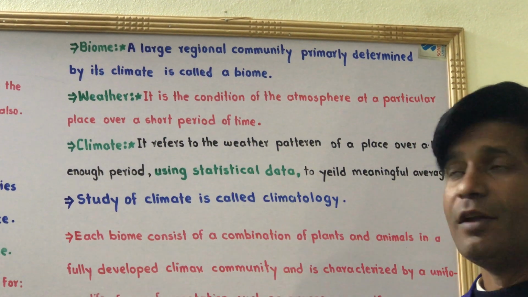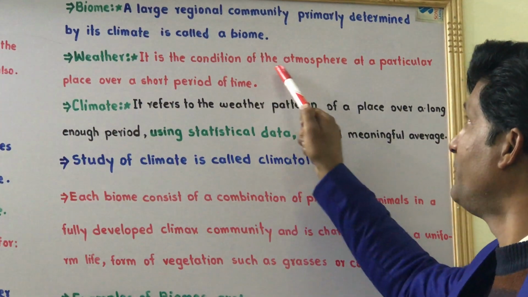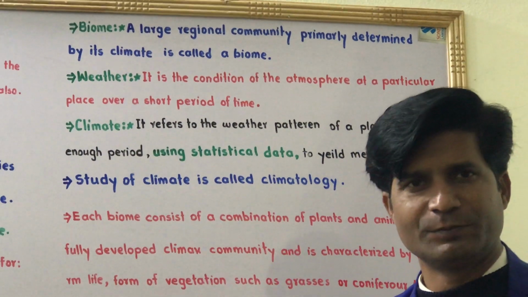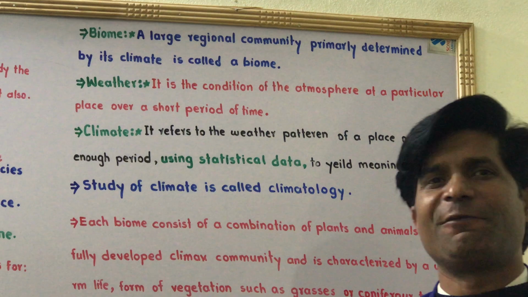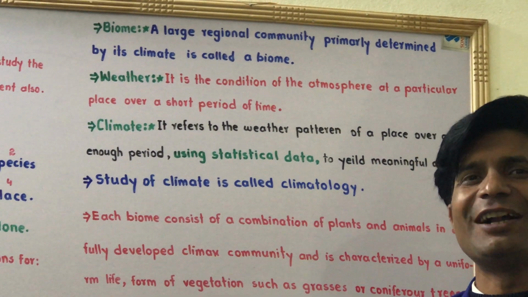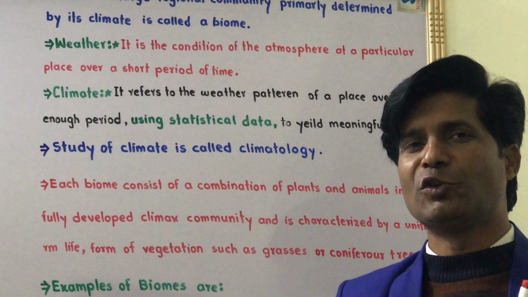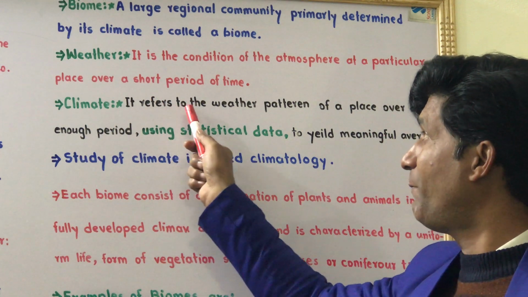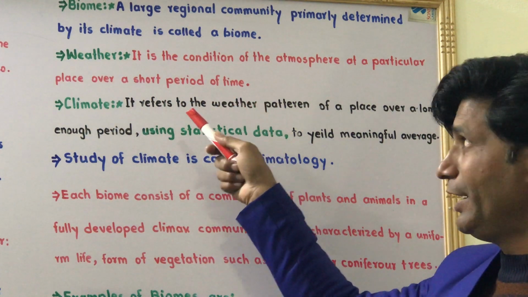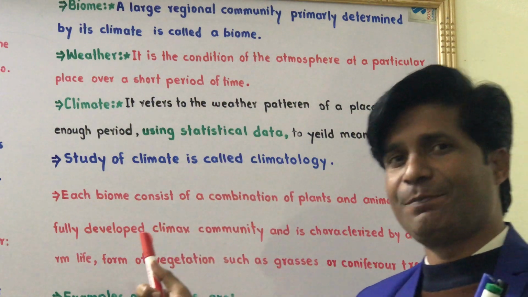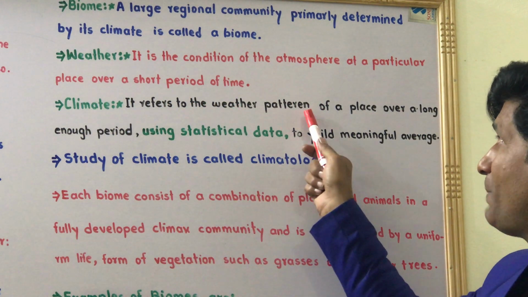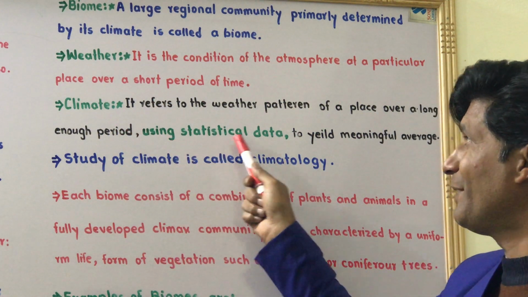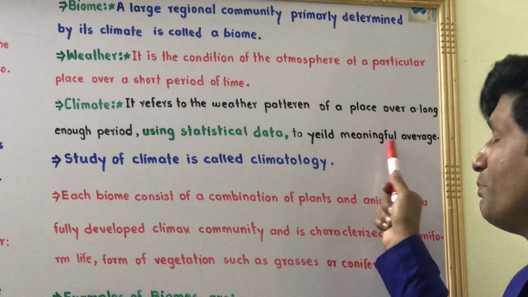Weather is the condition of the atmosphere at a particular place over a short period of time. If we calculate the pattern of air and the rainfall for a shorter period of time at a place, then this is known as weather. If we talk about the climate, it refers to the weather, but not for a short period of time. It refers to the weather pattern of a place over a long enough period, using statistical data to yield a meaningful average.